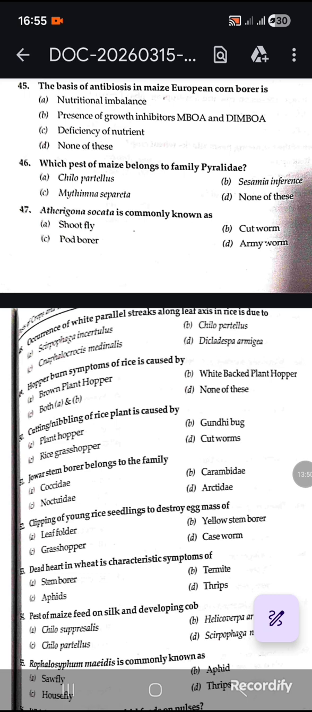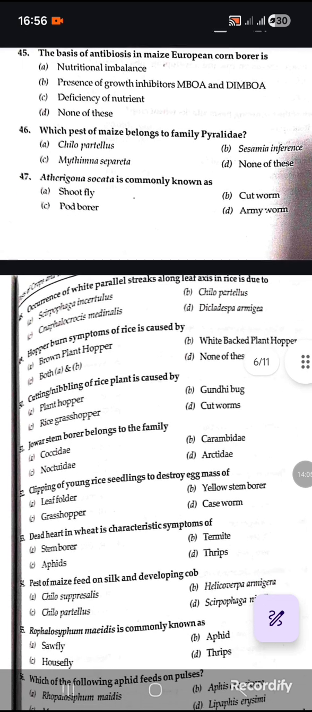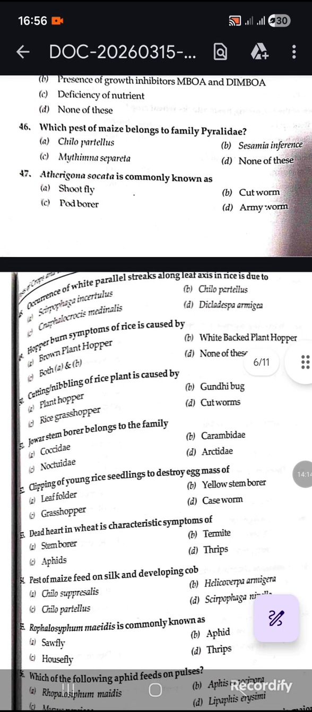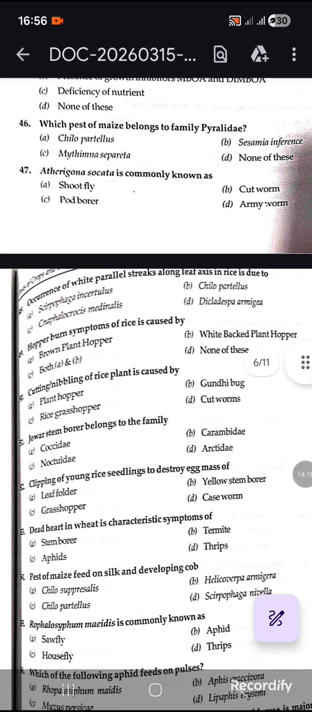Then 51, Jowar stem borer belongs to which family? So it is Cerambycidae. Okay, so Jowar stem borer belongs to the family Cerambycidae. Then clipping of young rice leaves to destroy the egg mass. Already discussed. We clip the rice seedlings before transplanting, because we have to destroy the egg mass. That is yellow stem borer.